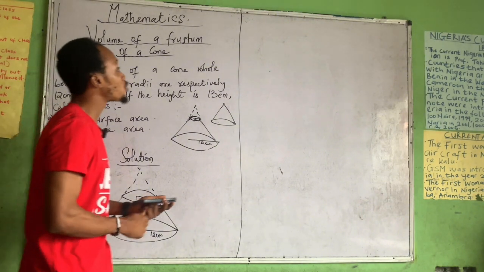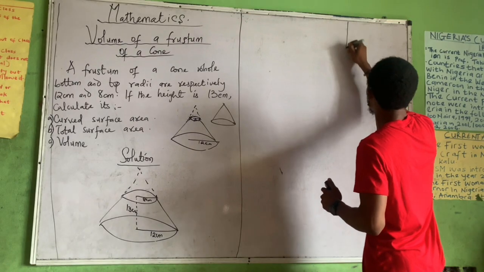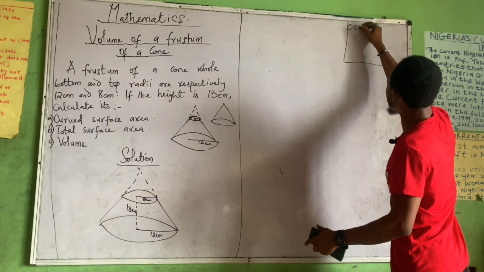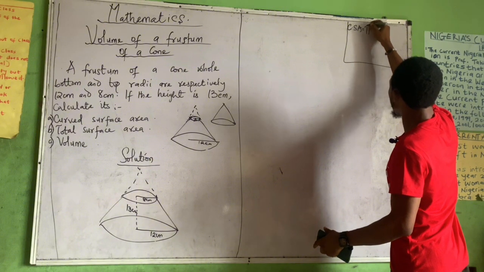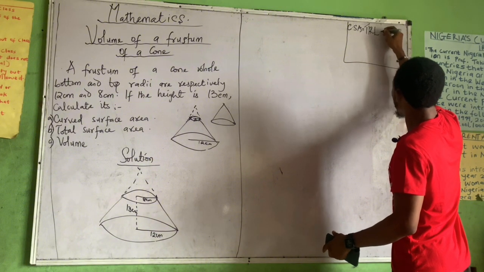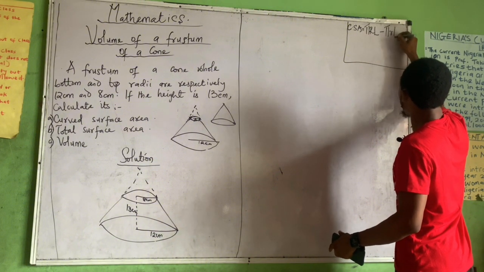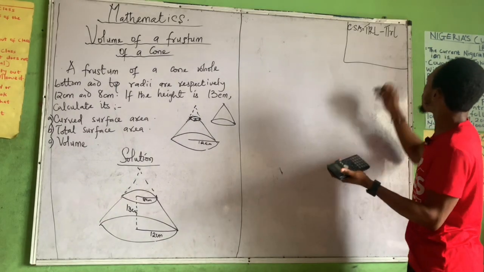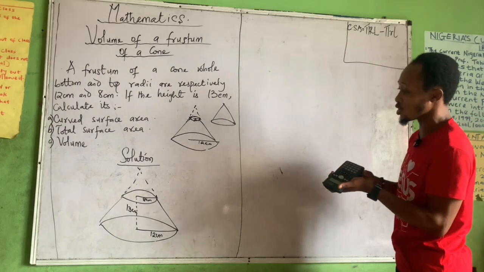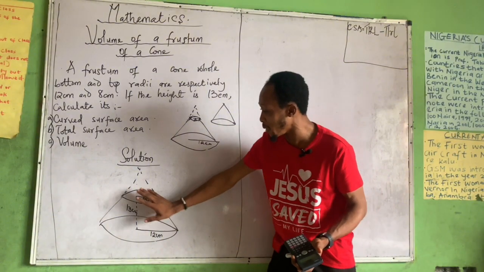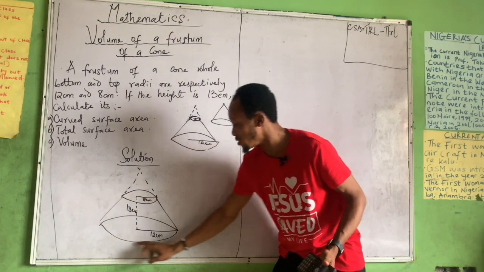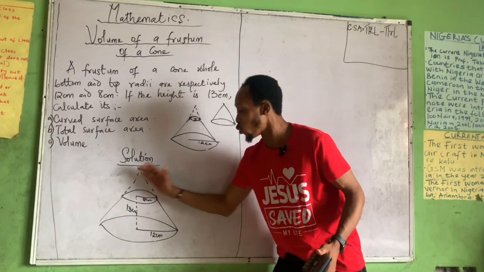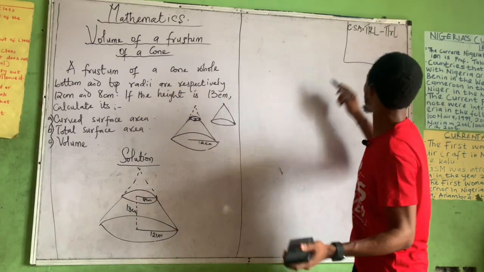So the first thing we need to know is our formulas. Let me just put the formulas here. The first one is curved surface area, that's CSA. That will be pi R L minus pi r L, with the big R and L minus the small r and l. The reason it is this minus this is because inside this cone we have a big cone, then we also have a smaller cone. So you are subtracting the smaller cone from the bigger cone.